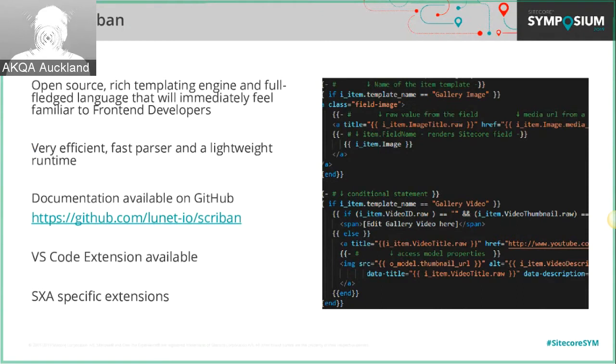It looks like Handlebars, Scriben, but it's a templating engine. Currently Scriben will replace Velocity across the platform. Not only SXA, but SXA is the main candidate that uses Velocity very much.